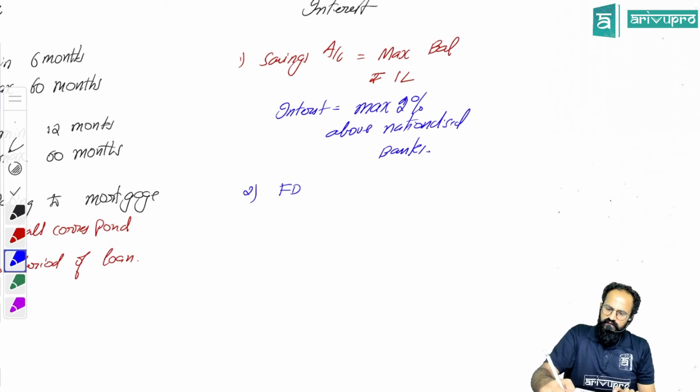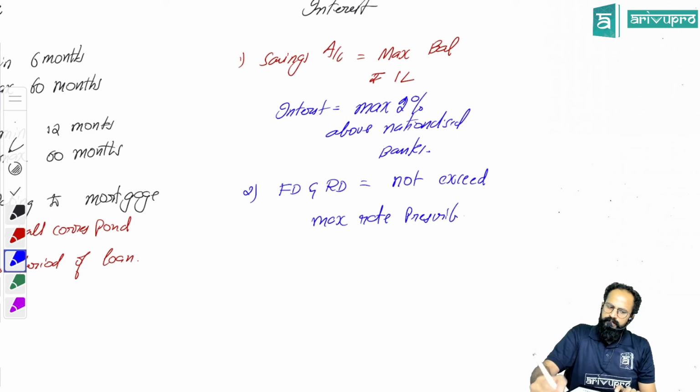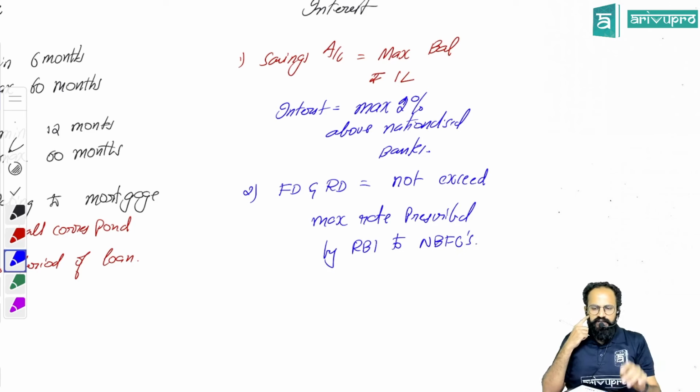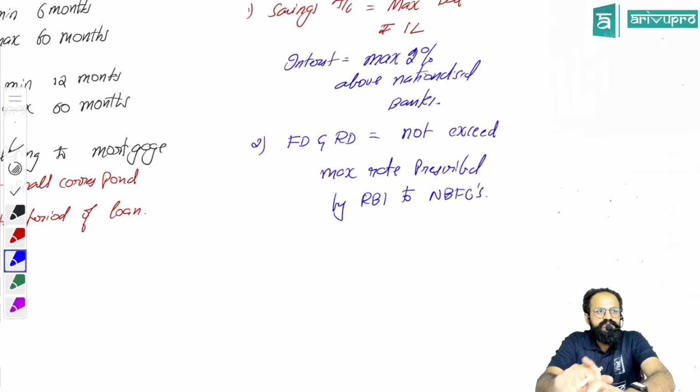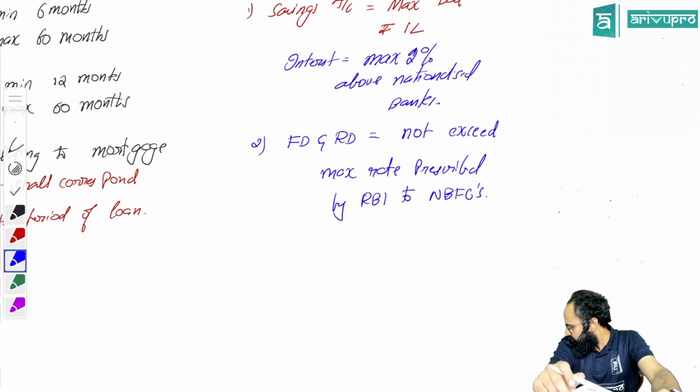Second one, in the case of FD and RD, it shall not exceed the maximum rate prescribed by RBI to NBFCs. Copy down. Done.